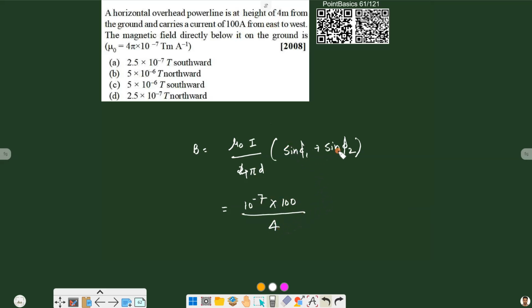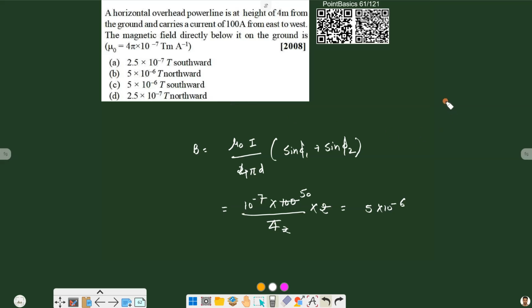And sine phi 1 and 2, as it is an infinite conductor, both angles will be equal to 90 degrees, and so 1 plus 1 is equal to 2. So what we will have is 2, and here we will have 50. So 5 into 10 raised to the power minus 6. So this will be the value of the magnetic field, and now we have to find the direction, whether it will be northward or southward.